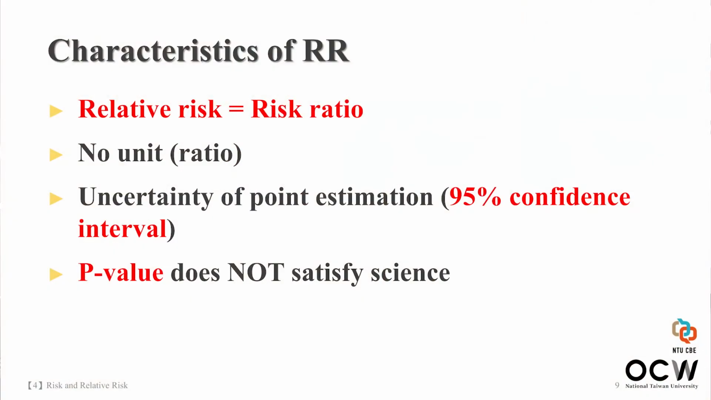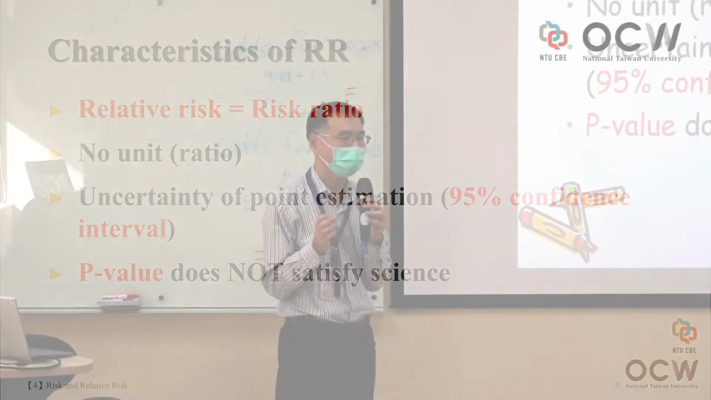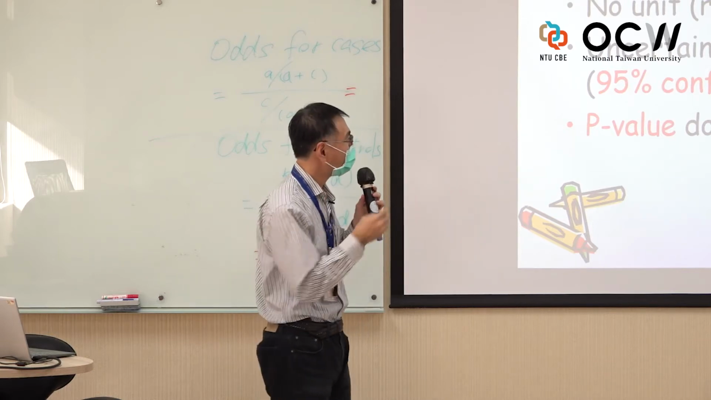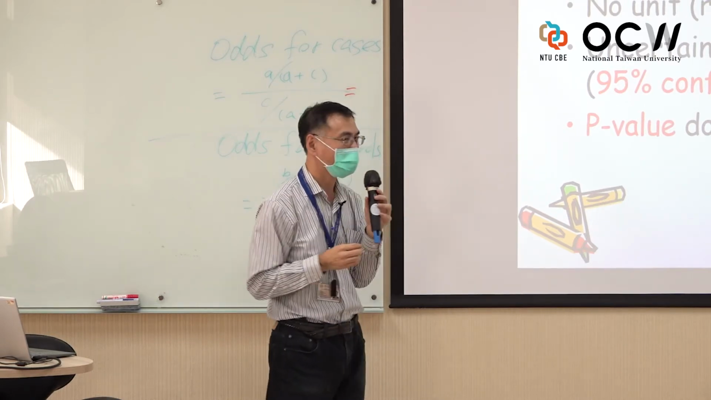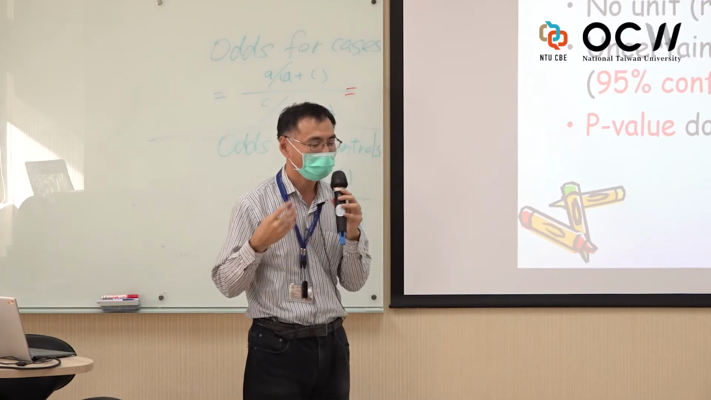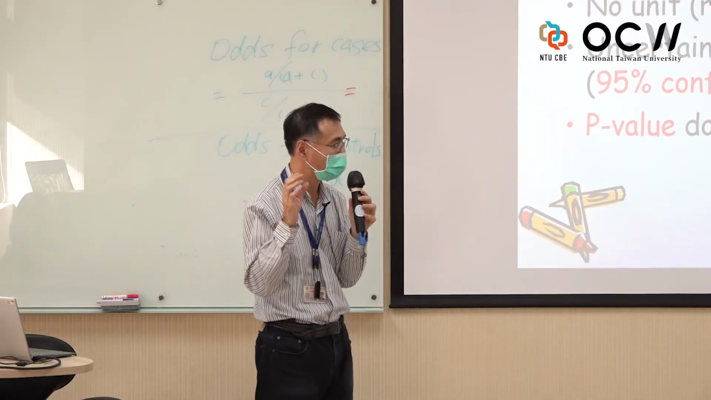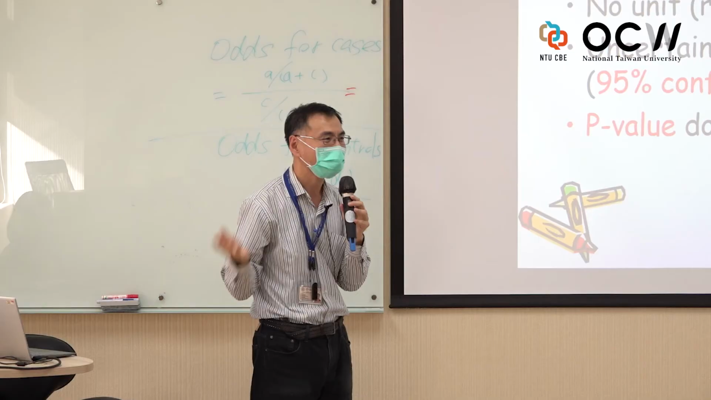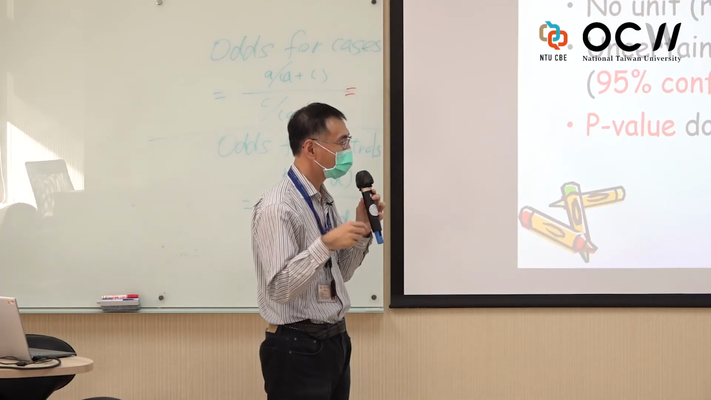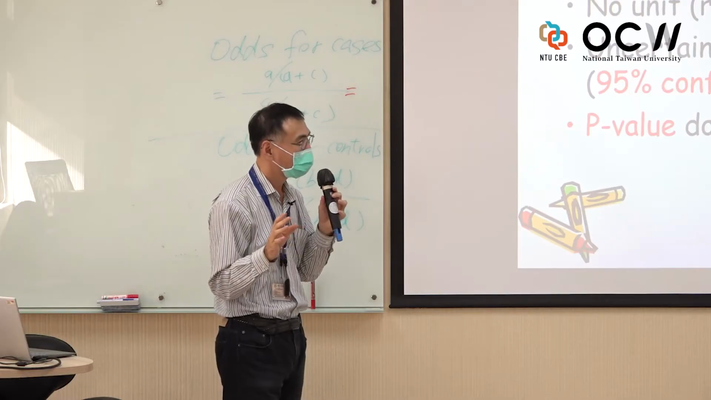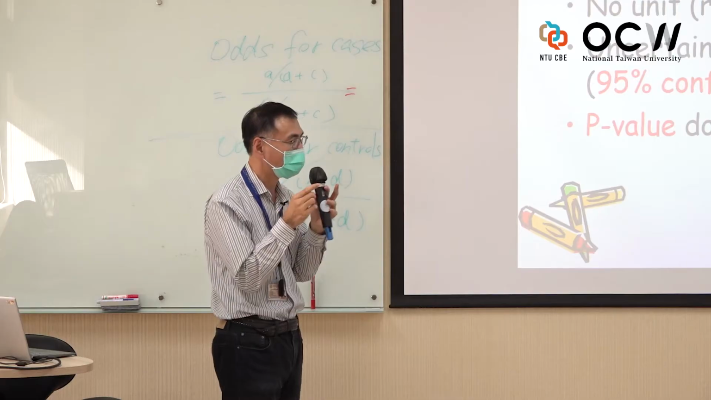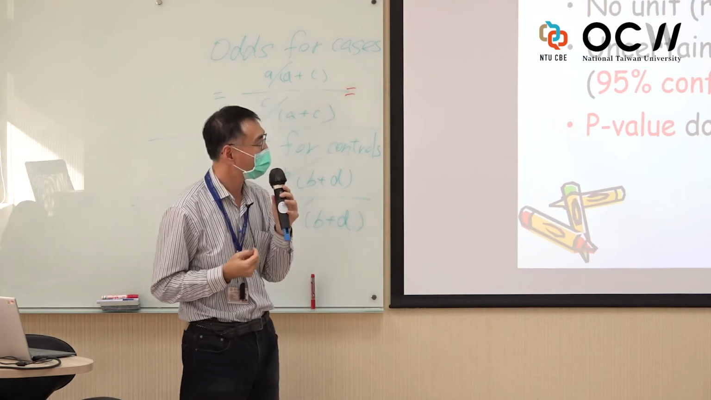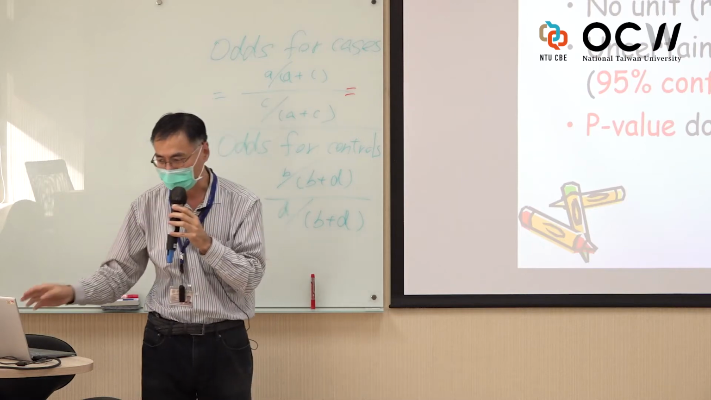Because p-value does not satisfy science. It's just a probability. No matter how small the p-value is, there's still a possibility that it's wrong, right? But the 95% confidence interval will be able to give us a more objective idea about the uncertainty. The narrower, the better, which means that we have a bigger sample size, or it's the nature of the estimation. It's more stable. So if the 95% interval is narrow, we have a better feeling about the certainty of the point estimation. Okay, so if possible, please do it.